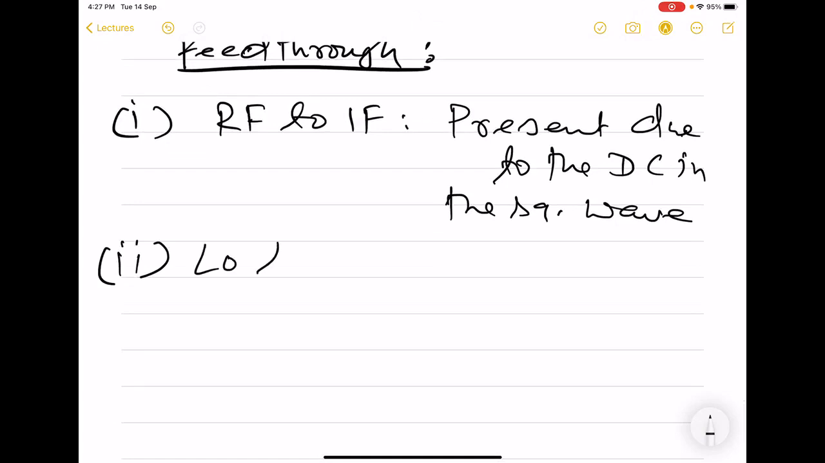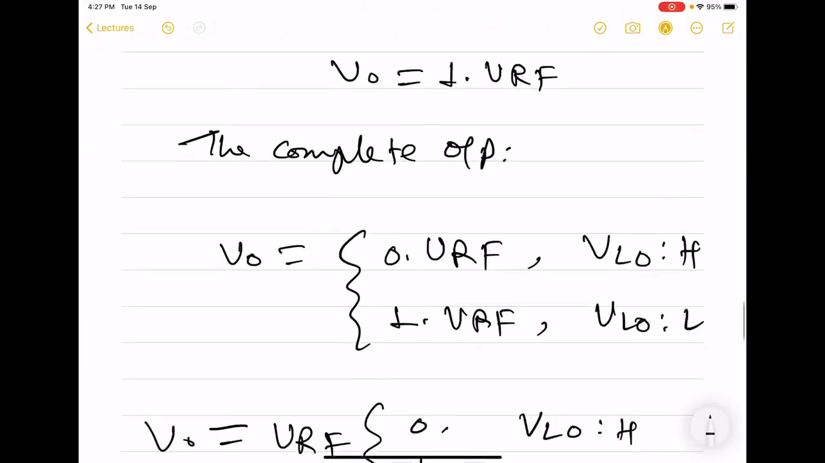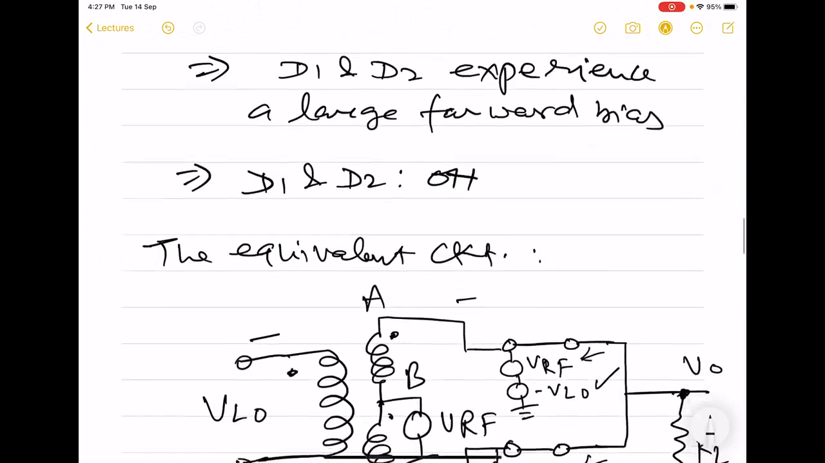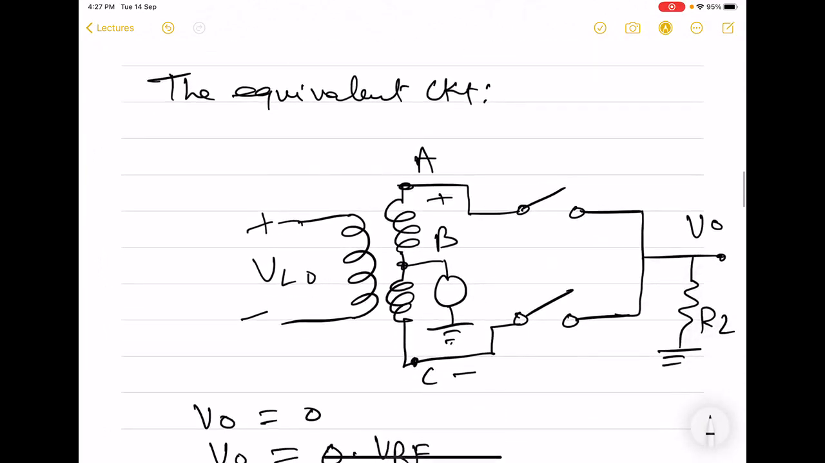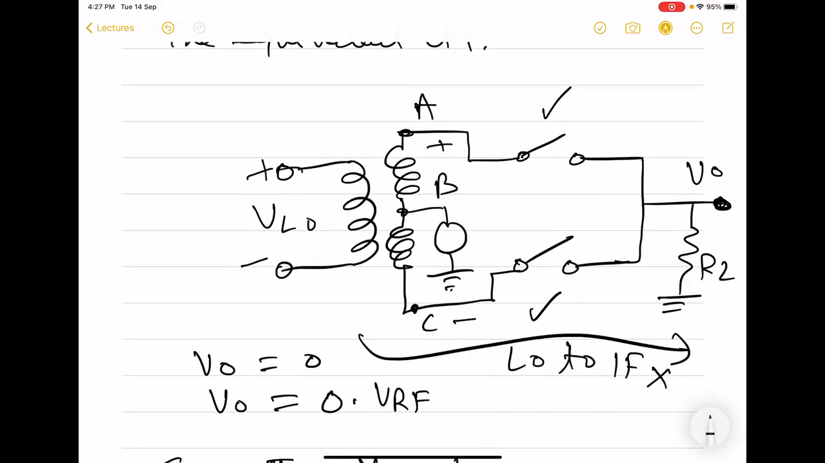Now what about LO to IF? For that, we will have to see the circuit. So here we have LO, and we want to know whether it reaches the output or not. We see that in case 1, when LO is high, the output gets isolated from the input because of the open switches. So that is why this LO to IF is not present here in case 1.